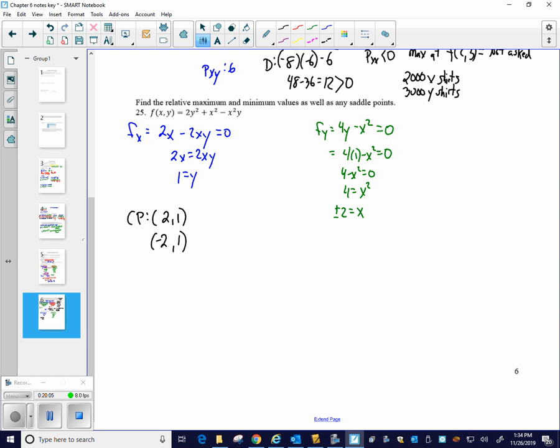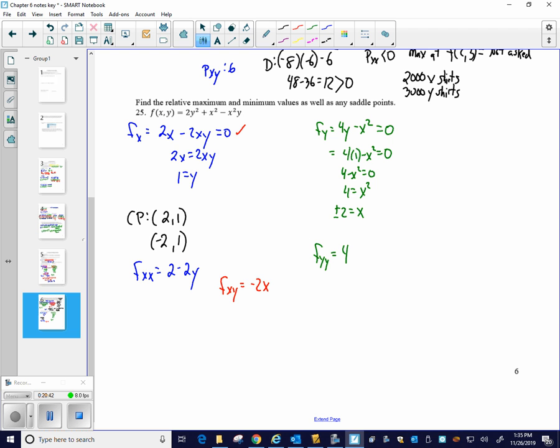Okay, we still need to do the process that we did before. We need fxx, so that's the derivative of fx with respect to x only. That's going to be 2 minus 2y. We need fyy, which is the derivative of fy with respect to y. Again, that's just 4. And then I need fxy, which is the same as fyx. So it's the derivative of this one with respect to y now. That's just going to be minus 2x.